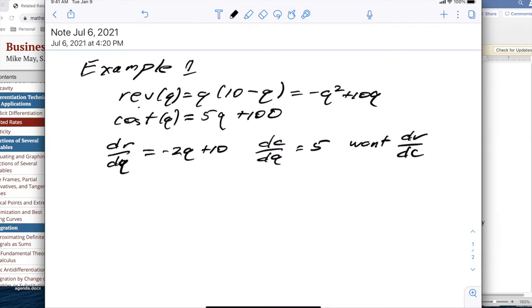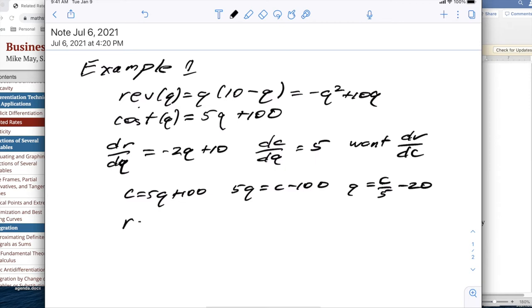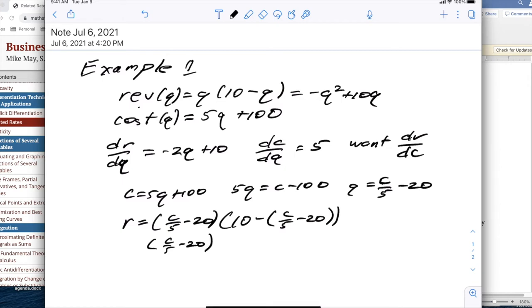I can look at it and say that cost equals 5q plus 100. So 5q equals cost minus 100. Q equals cost over 5 minus 20. I can plug that back into the first equation and get that revenue is cost over 5 minus 20 times 10 minus quantity, cost over 5 minus 20. That simplifies a bit. Cost over 5 minus 20 times 10 minus minus 20 is 30 minus cost over 5.